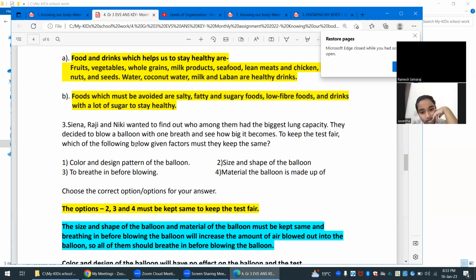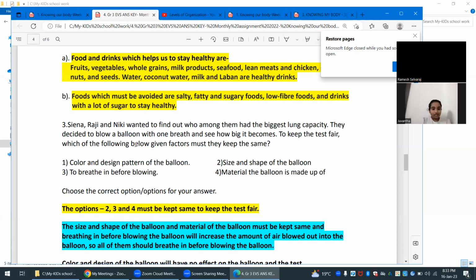To keep the test fair, which of the following factors must they keep the same? Color and design of the pattern of the balloon, size and shape of the balloon, how much to breathe in before blowing, and the material the balloon is made of. What would be right? Size and shape of the balloon, maybe.